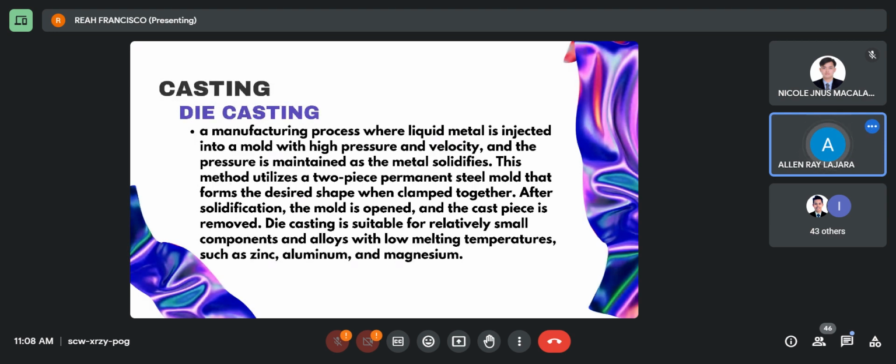Die casting is suitable for relatively small components and alloys with low melting temperatures such as zinc, aluminum, and magnesium. In the next stage po, makikita po natin sa picture yung process kung paano yung die casting.